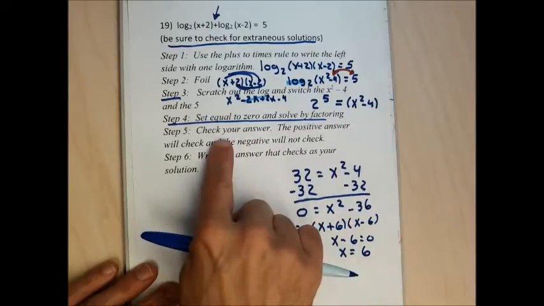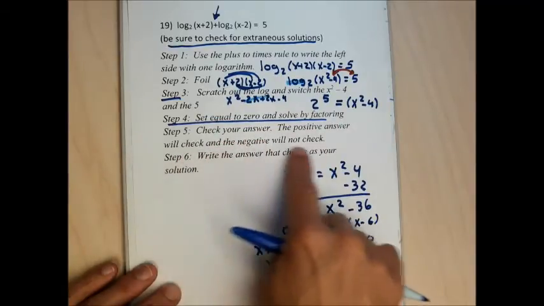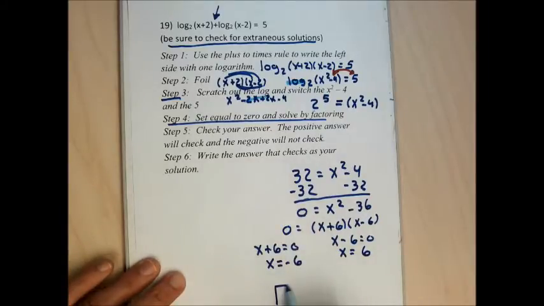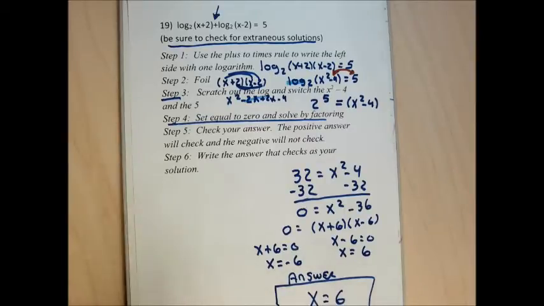Step 5 says check your answer. The positive answer will check, the negative answer won't check. Write the answer that checks as your answer. So eventually, I'm going to do an answer, which is my step 6. It's just going to be the positive answer. Off to the side here, I'm going to check these.